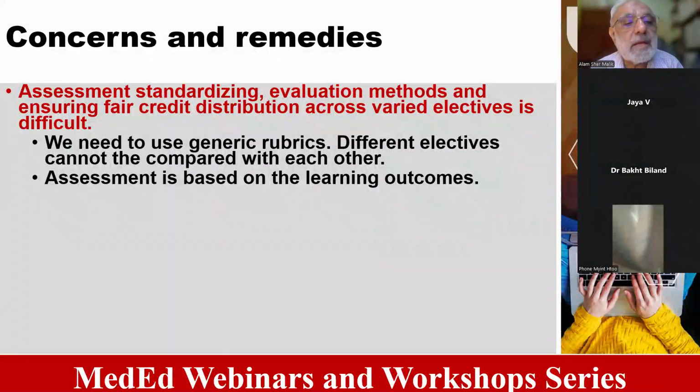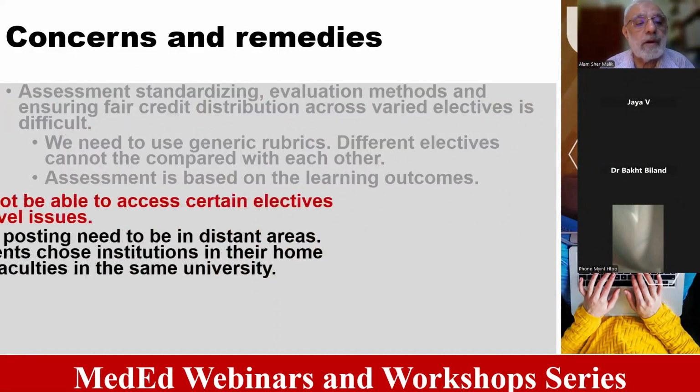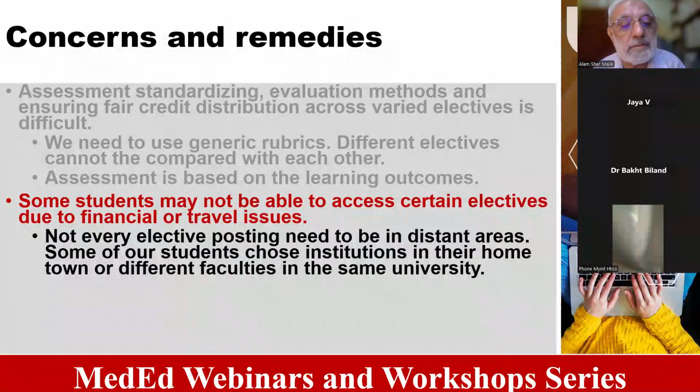Another concern: assessment standardizing, evaluation methods, and ensuring fair credit distribution across varied electives is difficult. I think I have mentioned a bit about it previously, that we need to use generic rubrics. Different electives cannot be compared with each other, and assessment is based on the learning outcome. So we have to see each elective in its own form rather than comparing with others.